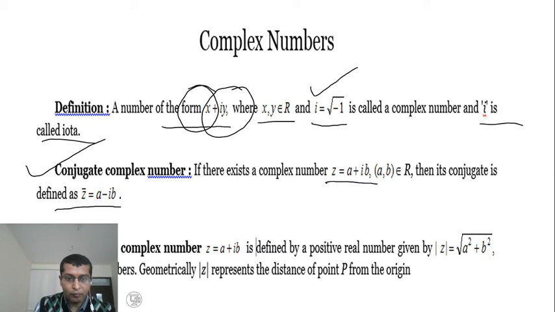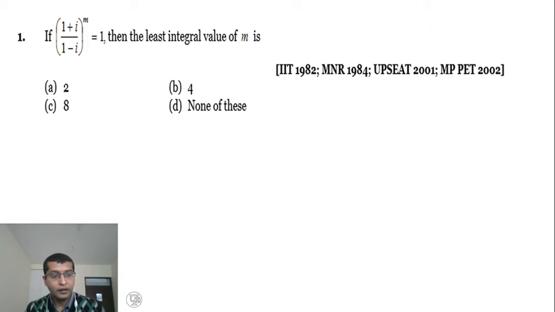Next we will define the modulus of a complex number. So z equal to a plus ib is a complex number. Then the modulus of a complex number is denoted by mod z equal to the square root of the real part squared. The real part is a, so a square, and the imaginary part, leaving out i, is b, so b square. So mod z equals the square root of a square plus b square, and we call it the modulus of a complex number.